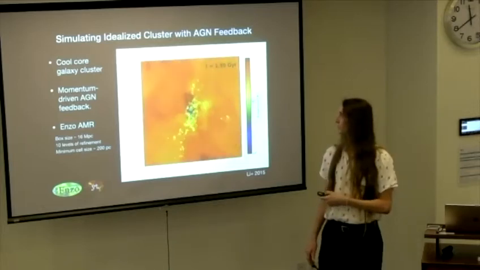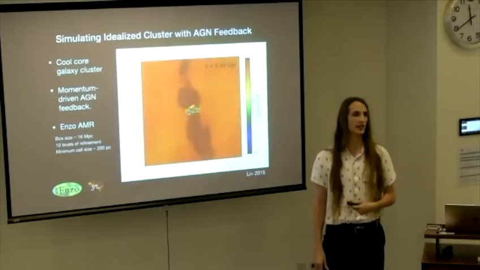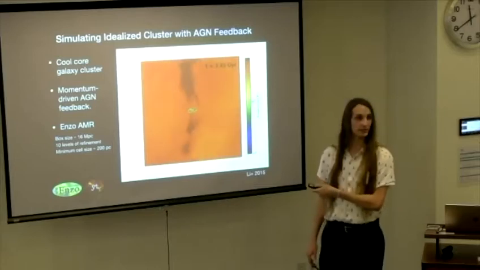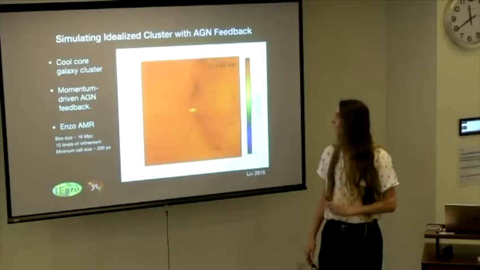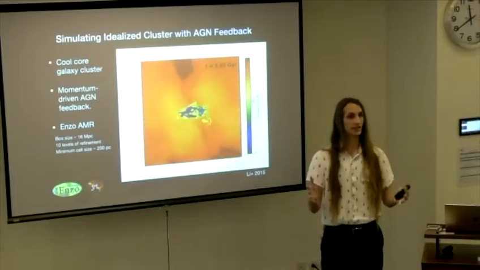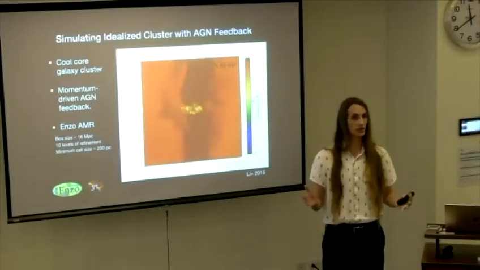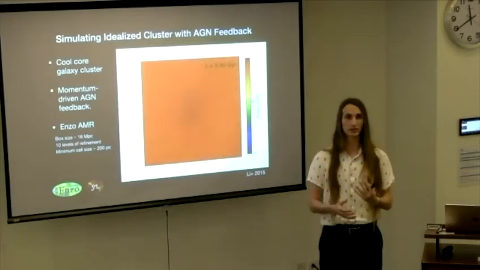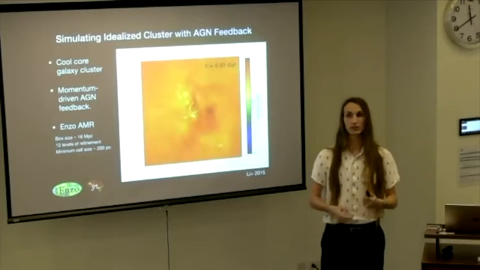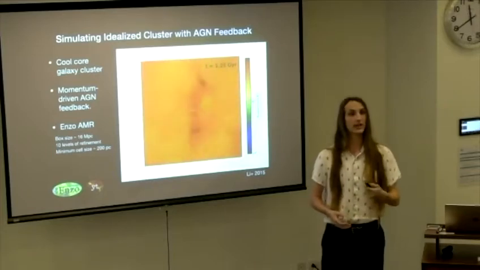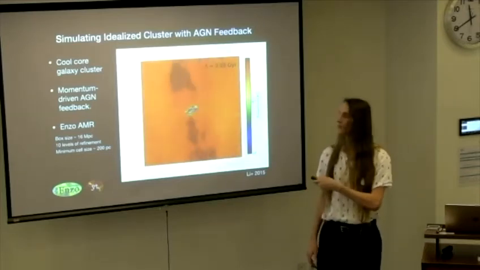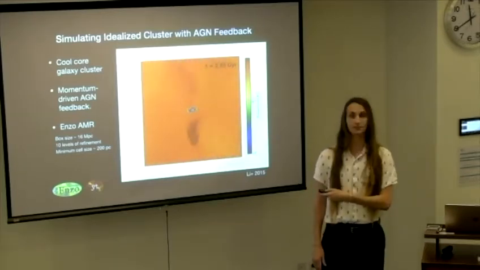So this simulation was run with Enzo, the Adaptive Mesh Refinement Code for MHD. There's no magnetic fields in this simulation though. These are idealized simulations. So what I mean by that is this is an isolated galaxy cluster. There's no cosmology here and no interaction with other clusters, no individual galaxies or merger events. So this allows us to really just study how these AGN outflows are affecting the ICM.